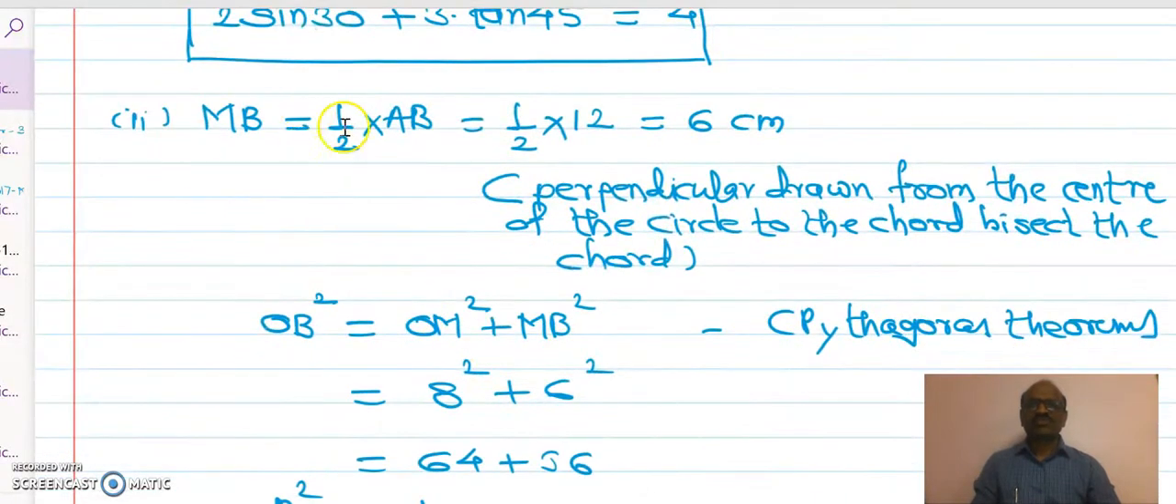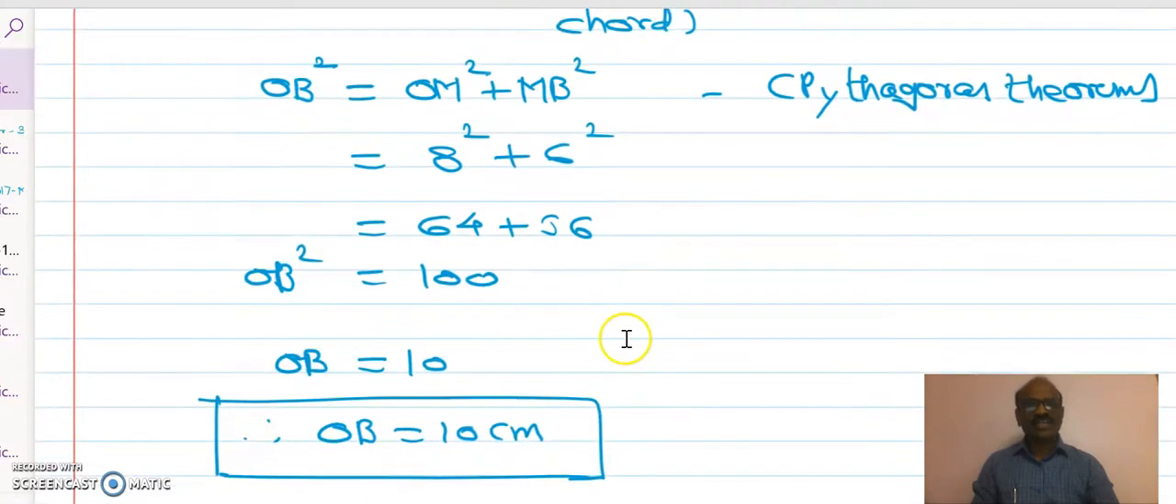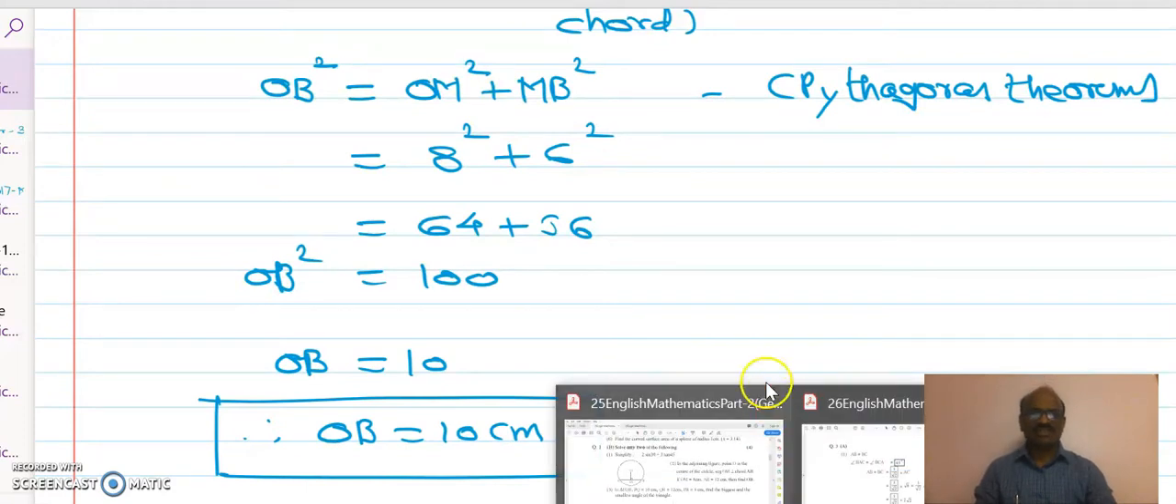MB is equal to 1 upon 2 AB, that is 1 upon 2 into 12, which is equal to 6 centimeter, since a perpendicular drawn from the center of the circle to the chord bisects the chord. Therefore, by the Pythagoras theorem, OB square is equal to OM square plus MB square, that is 8 square plus 6 square, which is 64 plus 36. So OB square is equal to 100, and therefore OB is equal to 10 centimeter. That is the answer.